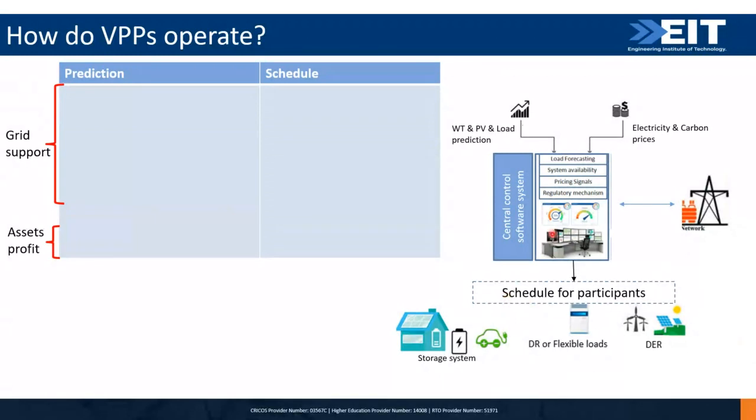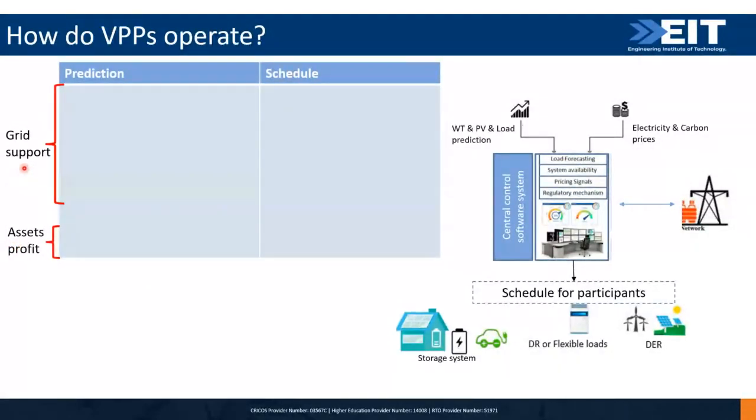So the VPP operator is doing two jobs, or the job of the VPP operator is both technical and financial. Technical because it supports the grid, and the grid stability should be provided. And financial because the VPP operator gives money to the assets or to the participants. So how can the VPP operator do the job well?